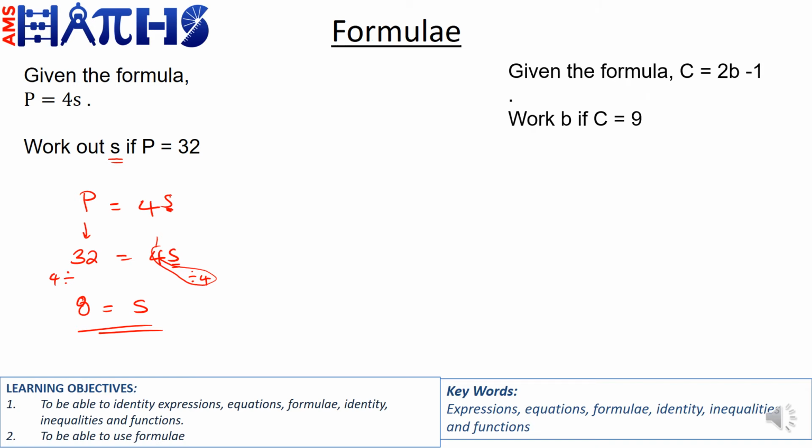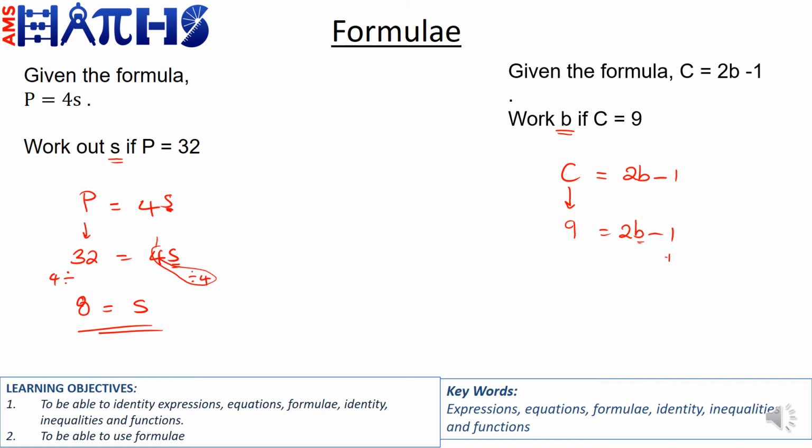Next example, given the formula c is equal to 2b minus 1, we need to work out b this time if c is 9. So I'm just going to write the equation below. And then they said we need b if c is 9. They told us c is 9, so we substitute 9 below c. And then we write back is equal to 2b minus 1. So we now need to solve this equation to get b.